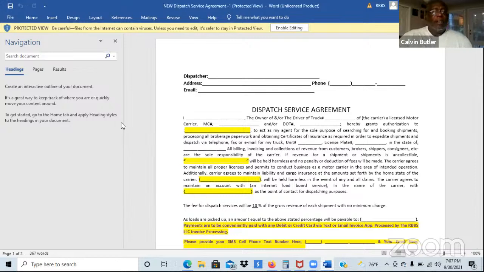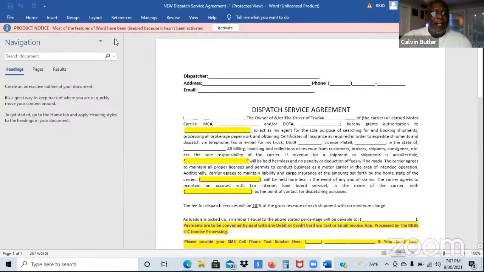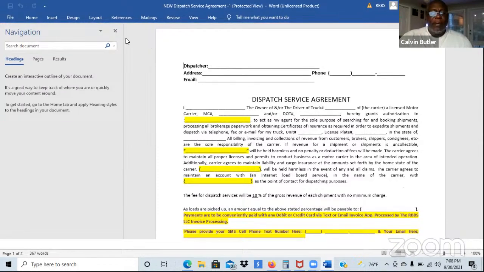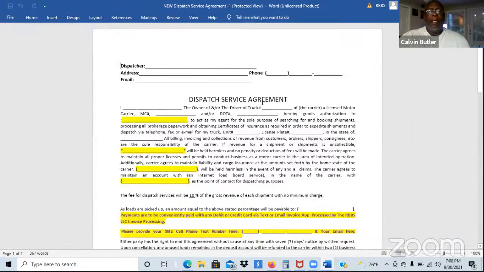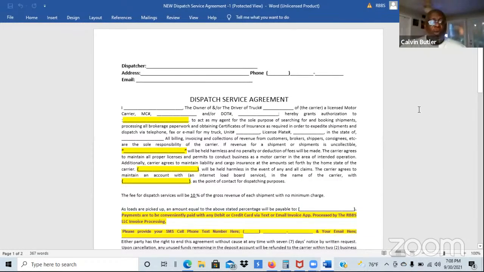All right, here's the dispatch agreement. Let me get rid of some of this stuff up here so we can view this effectively. I don't want to activate any of this. It's got a whole bunch of stuff coming up with it that I'm trying to get rid of. All right, here we go. Now here's your dispatch agreement. This is what you all are going to use.